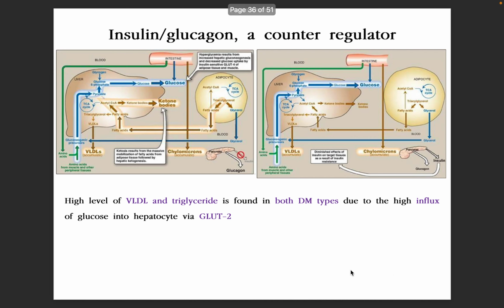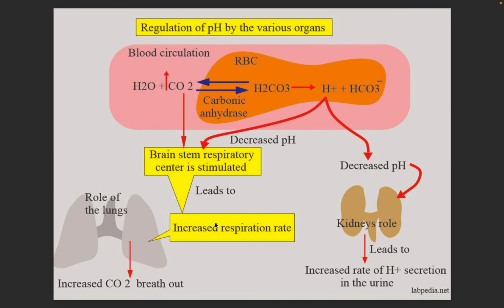In addition to high blood glucose in both DM type 1 and DM type 2, the levels of blood VLDL and triglyceride are markedly high due to the high influx of glucose into hepatocytes via GLUT2, and the glucose influx activates fatty acid and cholesterol biosynthesis. Finally, VLDL and triglyceride are produced from the liver and transported into the bloodstream. In the case of DKA, one of the mechanisms the body uses to compensate for this imbalance is increasing respiratory rate and heart rate to get rid of the protons from the ketone bodies.